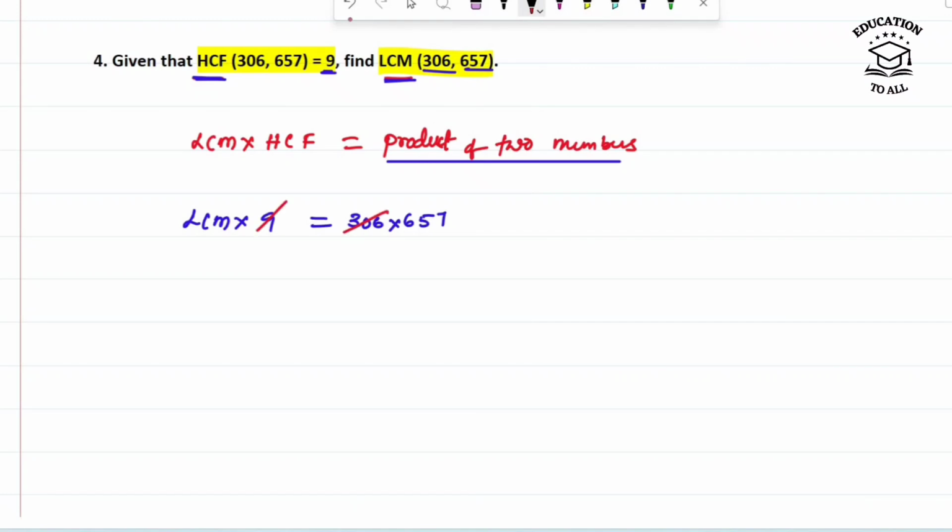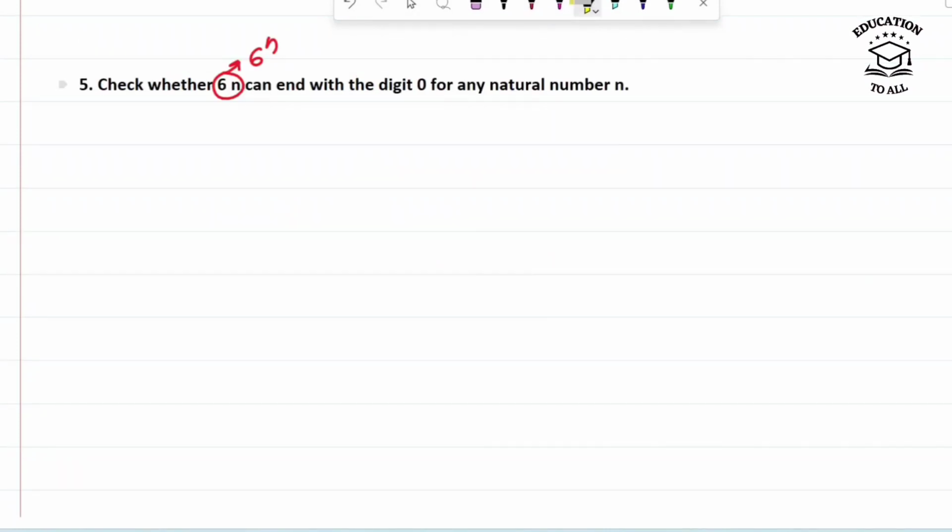9 table in 306, how many times? It will be cancelled. So 9 table in 30, 3 times 27, and 9 pending 36, 4 times. So therefore 34 into 657, and what is the multiplication you use? You will get 22,338 as the LCM. So therefore LCM will be 22,338.